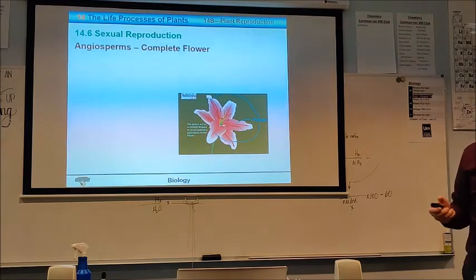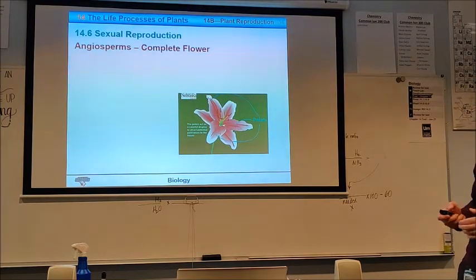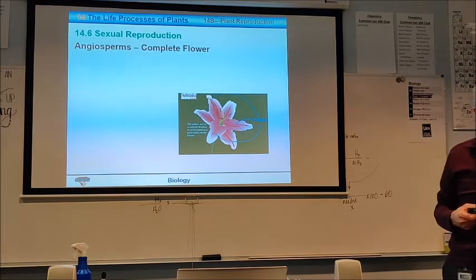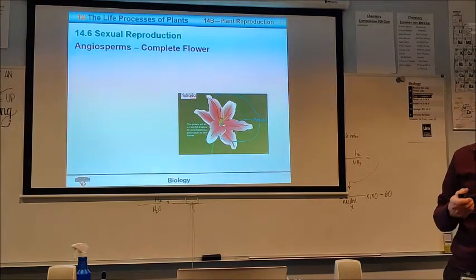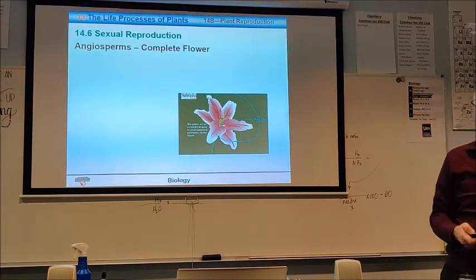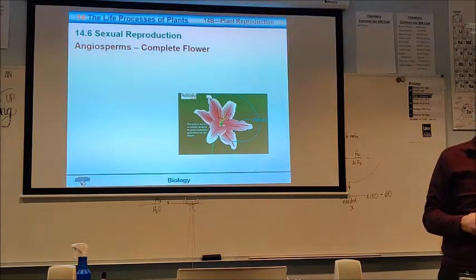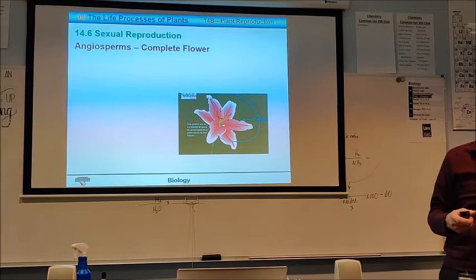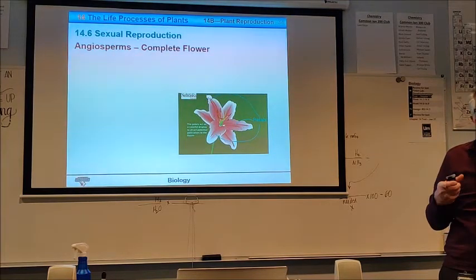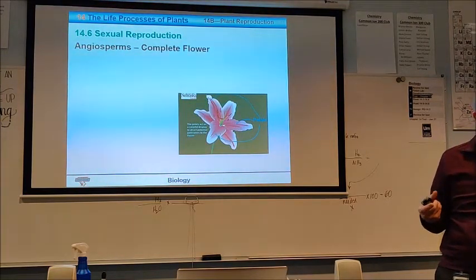Okay, so on to the sexual reproduction part of this. We'll talk about the angiosperms. Remember, those are the ones that flower. And we're going to first talk about what does it mean to have a complete flower. You can wonder, how can you have a part of a flower? No, there's just certain parts are missing because they're not needed.